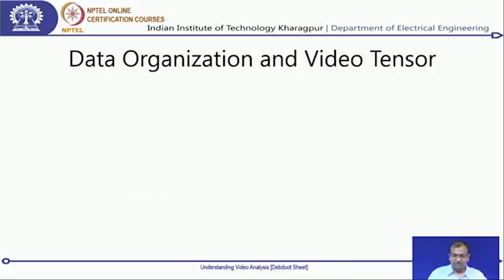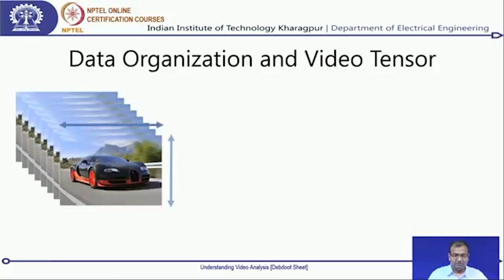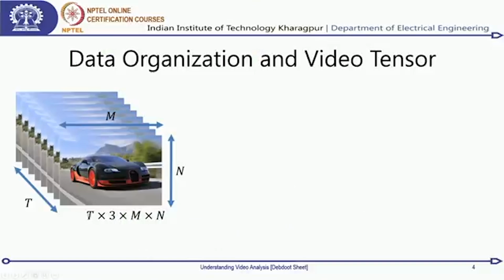Now, for organizing this data and the video tensor, this is what we typically end up doing. I have my video coming to me where the frame size is m cross n, and I have t such frames. What I would technically do is pull out each of these color frames separately, each channel separately, so that my channel becomes my priority axis. So I would be twiddling between these two dimensions: t comes in place of 3 and 3 goes in place of t.